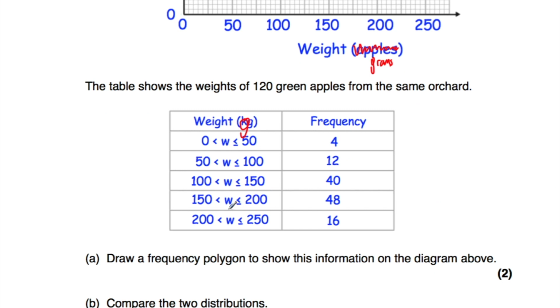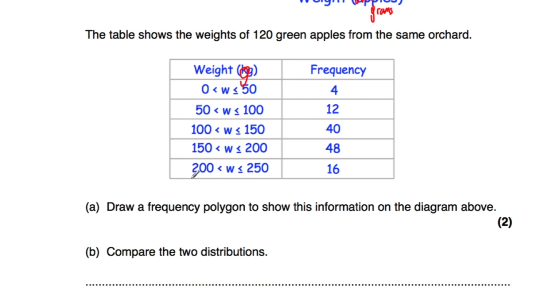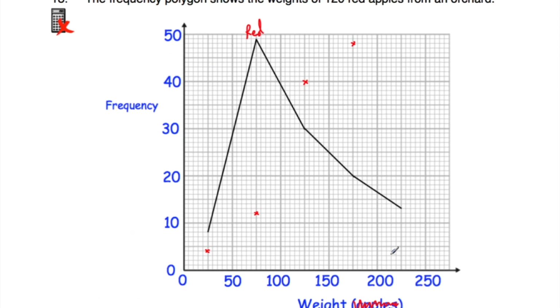Next, we've got between 150 and 200, so we're going 175 across and up to 48. So 175 across and up to 48 would be there. And finally, between 200 and 250, there's 16 apples. So we're going to go 225 across and up to 16. So 225 across and up to 16. So 10, 15, 16 would be there. And let's join our points up. And that's it. So you can actually see that the green apples in this particular orchard have got a heavier mass, or they weigh more than the red apples.